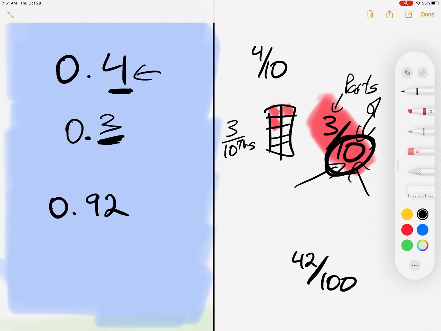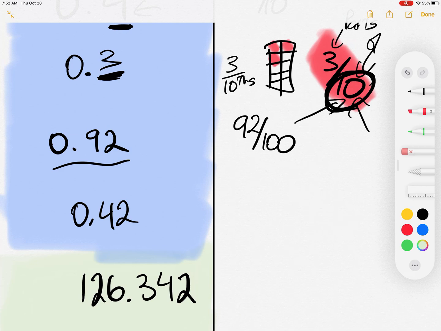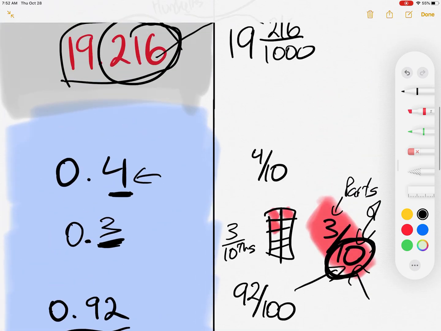Last one is, oh, this one here. 42 hundredths. Well, this is 0.42. Why? Because this is in the hundredths category. Try this. See if you can figure this one out. This is the one that gives people the biggest challenge. If I have 4 hundredths, what's that going to be as a decimal?